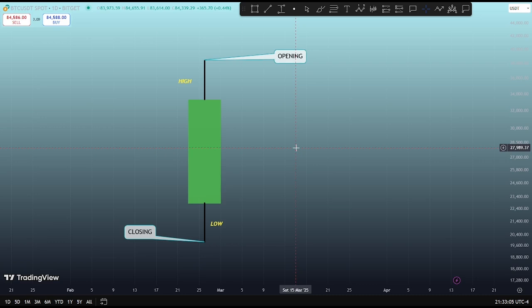What does opening show us? The opening shows us the price at the start of the period, and the closing shows the price at the end of the period. The high, at which the wick we can see here, is at 38,000. This high shows us the highest price during the period in which the candle has been formed, and this low part is called the lowest price during the period in which the candle has been closed.